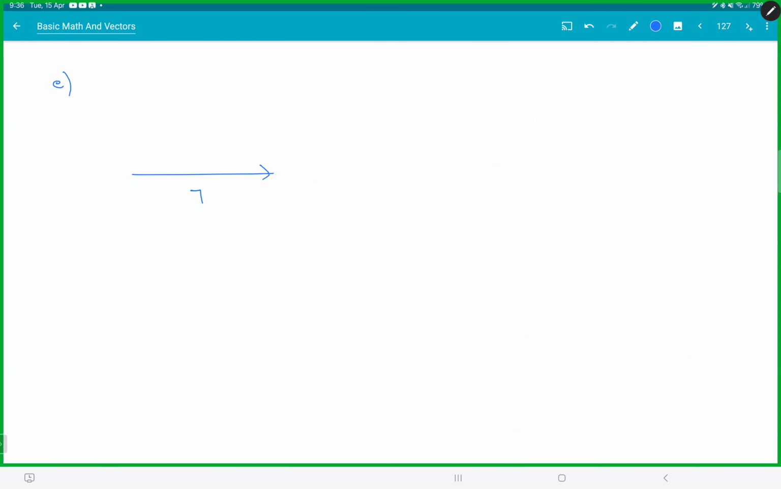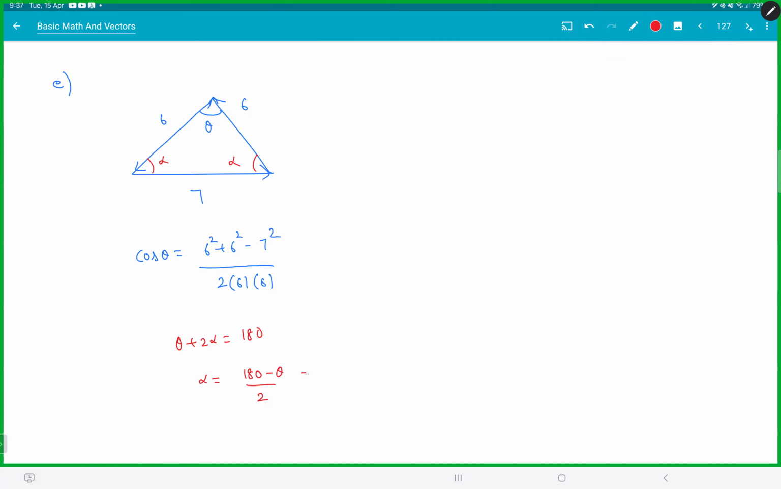See, I can do it like this. I'll take 7, I'll take this 6, and this as 6. I can use the cosine rule, right? If I take this angle as theta, what is cos theta? If you remember the cosine rule, it is 6 square plus 6 square minus 7 square by 2 into 6 into 6. Because it's an isosceles triangle, this is alpha and this is alpha. So theta plus 2 alpha is 180. If I know theta, I also know alpha: 180 minus theta by 2.